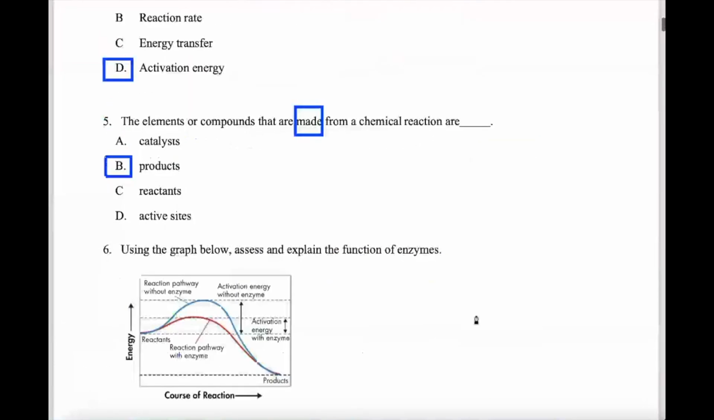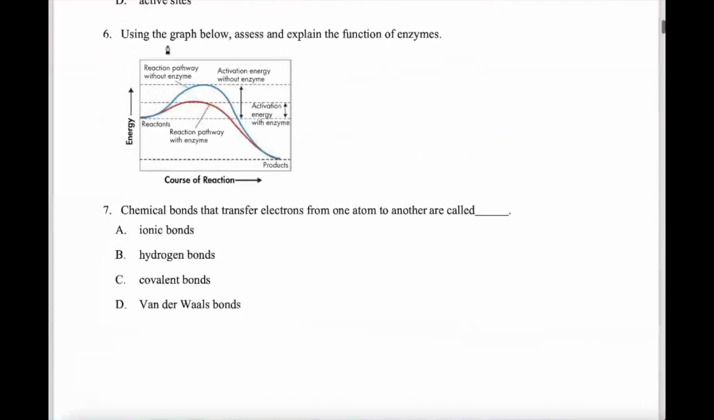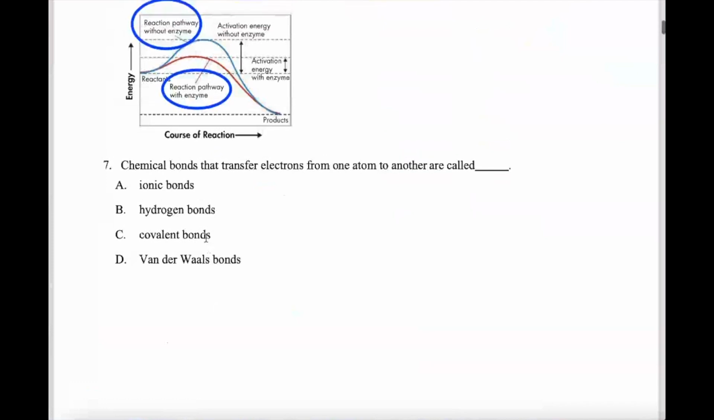Okay, let us move now to this question. Use the graph below. Explain the function of the enzymes. We discussed it already. They must speed up chemical reactions by lowering the activation energy. Very good. Now we have the chemical bonds that transfer electrons from one atom to another. Ionic bond.